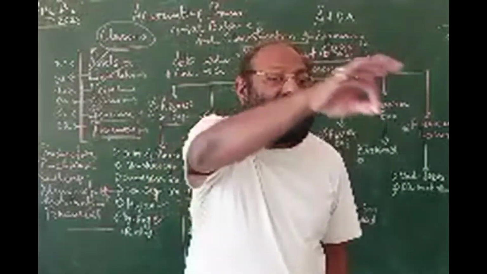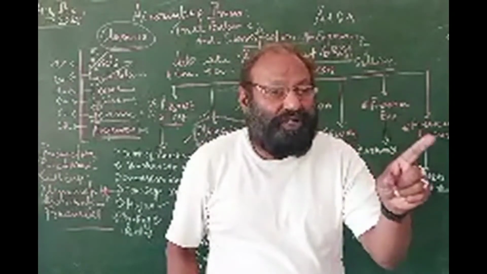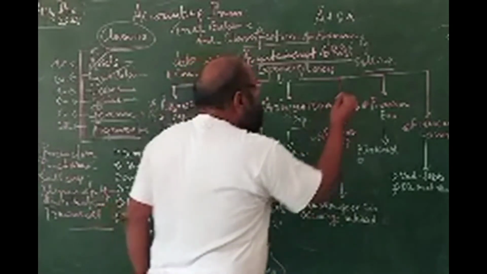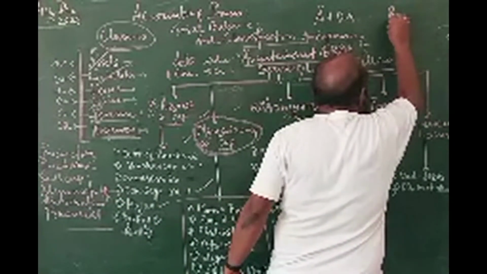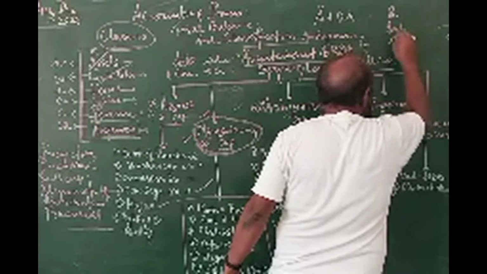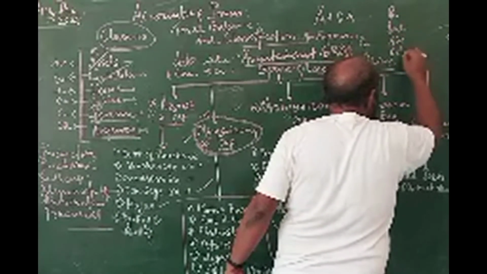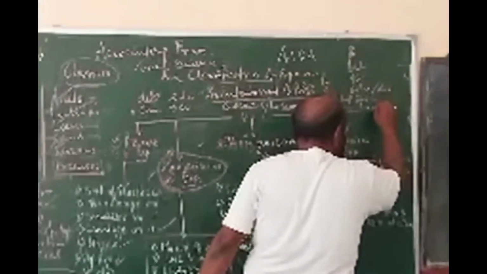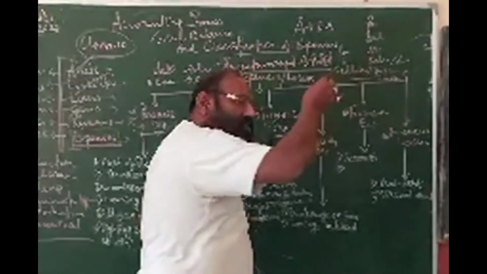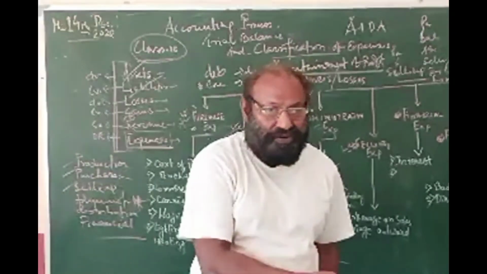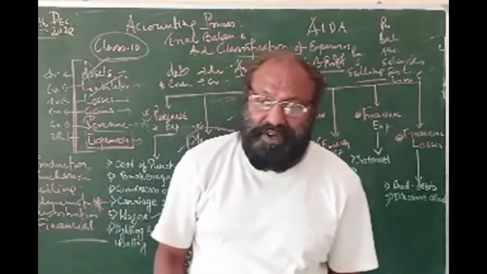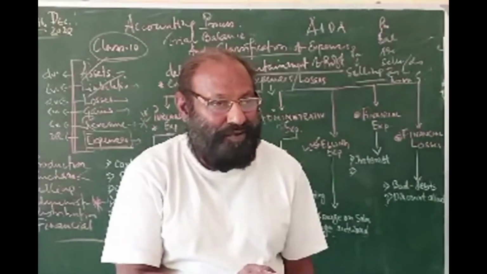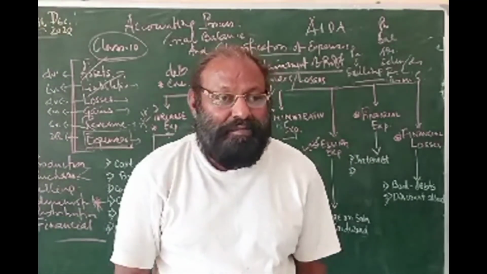I will consider a trading organization. Okay, so there will be 2 functions. One is purchase and the other one is sales. So purchase will be there, sales will be there, then administration will be there, selling and distribution will be there, and financial losses will be there, financial gains will be there. So taking all these things into consideration, I will make a statement of profit or loss tomorrow.